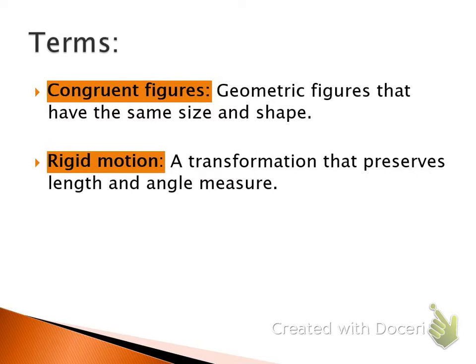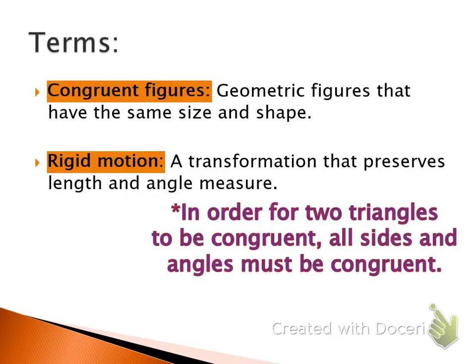It's the same shape. So in order for two triangles, which is the next blank, to be congruent, all the sides and angles must be congruent. So how many pieces of information are there in a triangle if you count sides and angles?